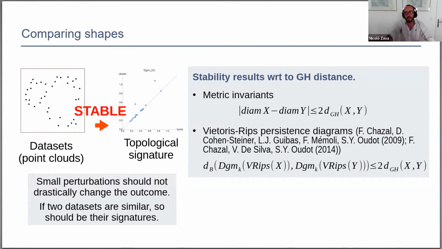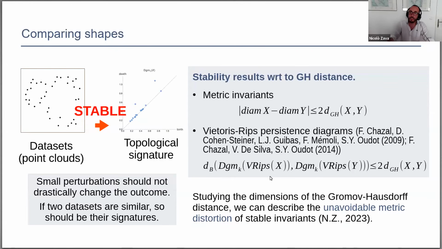Mind that this may not be obvious, but let's work with the Vietoris-Rips persistence diagrams. If you have small Gromov-Hausdorff distance, then it means that the topological signatures are at most that close. At most that far away, sorry.